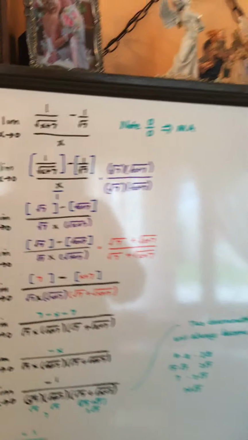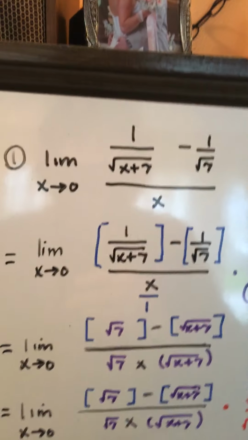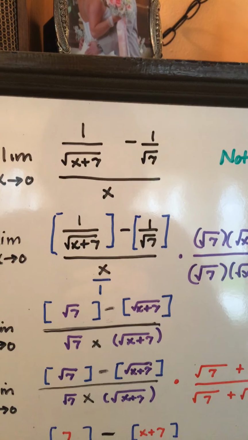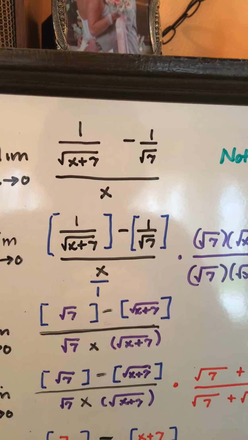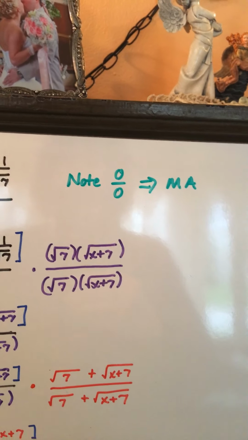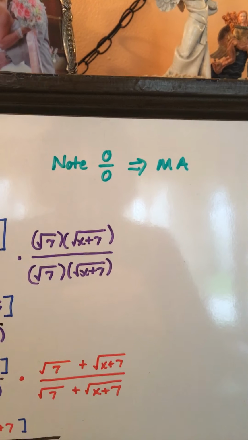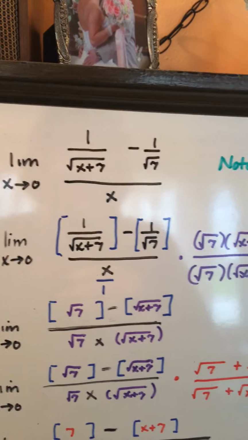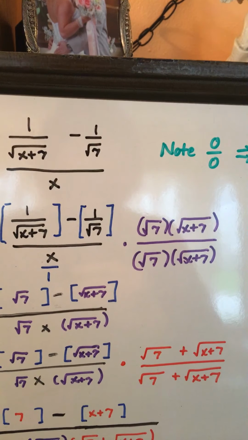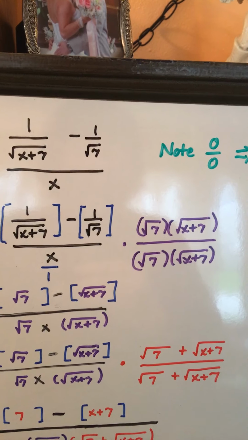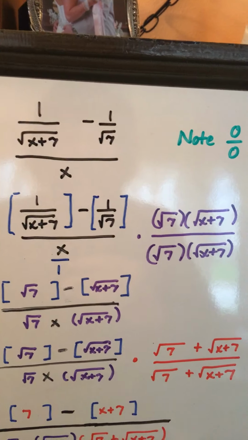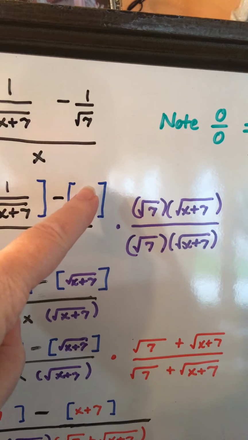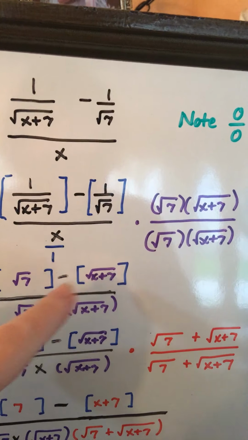Okay, so let's go to the first of 3 problems. Here we have this lovely problem. I substitute 0, and 1 over square root 7 minus 1 over square root 7 is, you guessed it, 0. And so now we have 0 over 0, and we have to do more algebra. Now, what is the more algebra we have to do? We always remove the complex fractions. So you show me that you're going to multiply by the common denominator, but you're going to play what's missing. And one will be missing the root 7, and this one will be missing the root x plus 7.